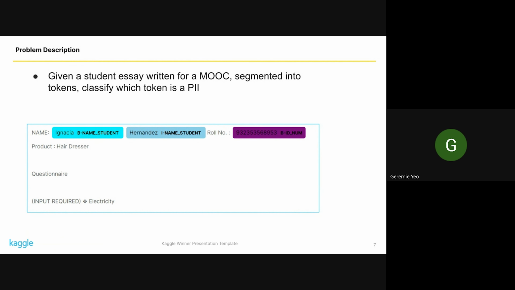So in this competition, the problem statement is we are tasked to classify PII tokens based on given student essays written for a design thinking MOOC. There are 6 distinct PII types, namely student name, ID number, phone number, URL, email, and username.